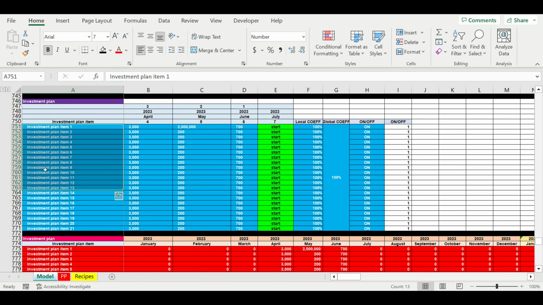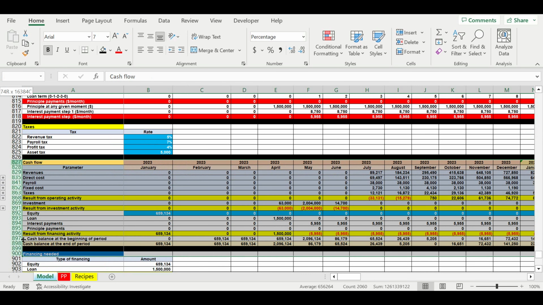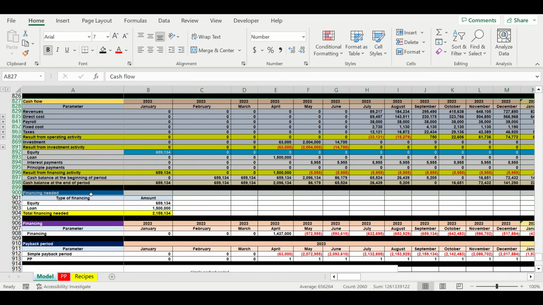Then we are moving to the loan. Here we can specify the amount of loan, term of loan, interest rate, when we get it, year and month, grace period for principal payments, for interest payments. And then we specify the tax rates. Then we are building the cash flow statement and calculate how much financing is needed.